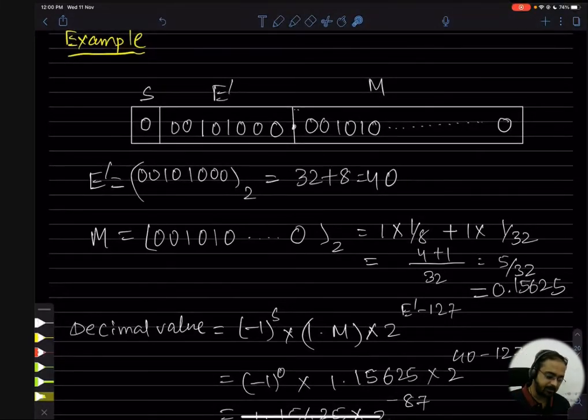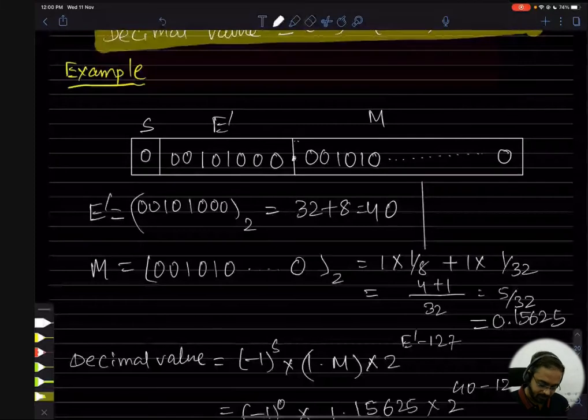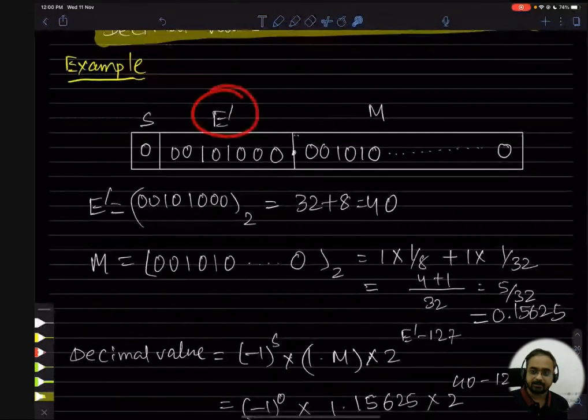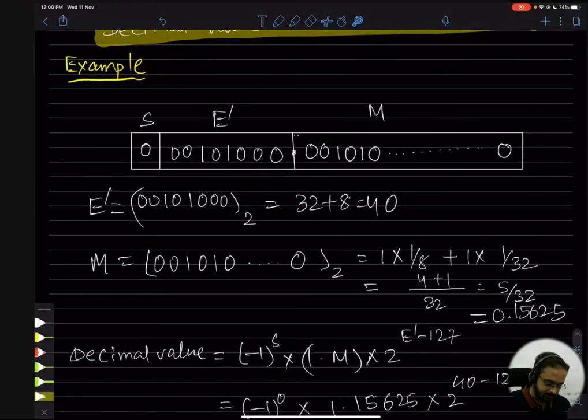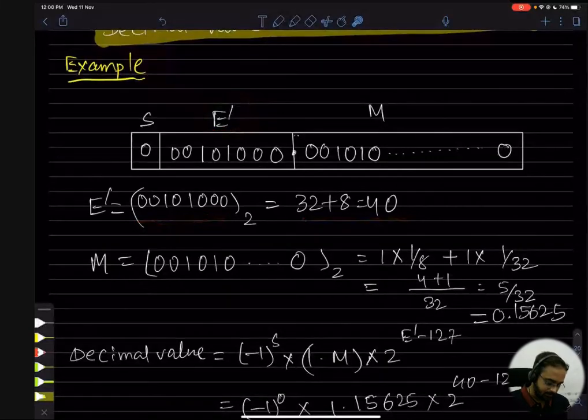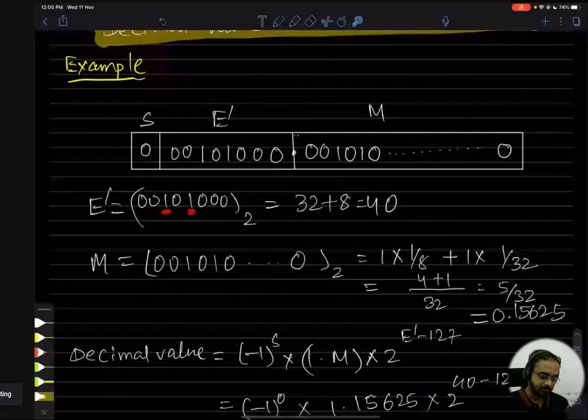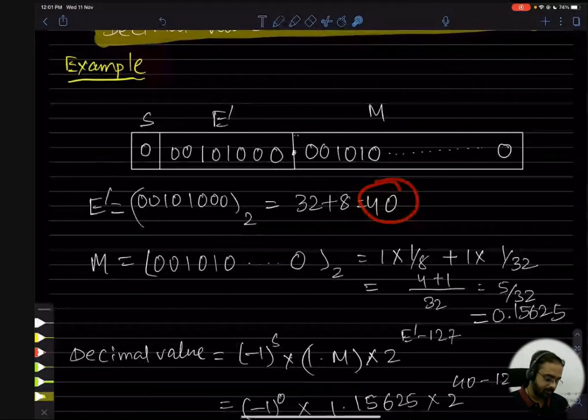Okay, so this is the sign bit. What to do with the sign bit we already know. Let's forget about the sign bit; we will do it later. Let's start with E dash, because we know E dash is a little bit complicated. Just convert the E dash value to decimal. So if you convert 0010100, this is 32, this is 8, so total is 40. Okay, we have converted E dash to decimal.